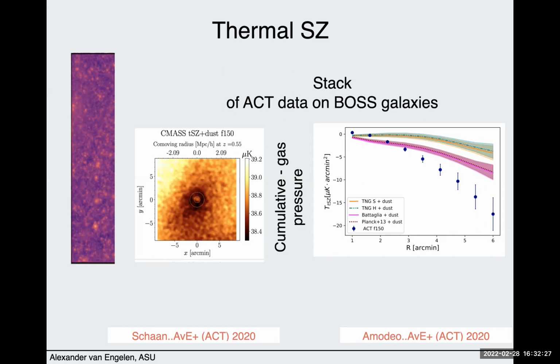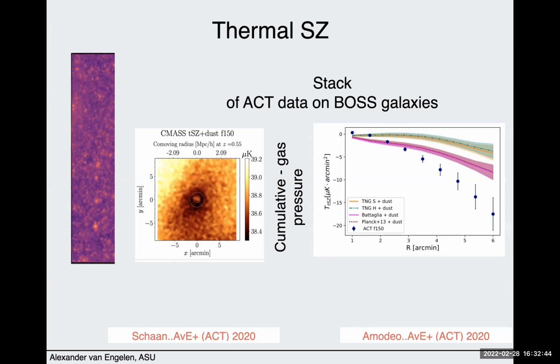Oh, so this is the CMASS sample, which stands for constant mass. These galaxies are chosen to have a very limited range of halo masses. Is that where you're going with this? Yeah. So it's not just stacking on every single object you can find, because what do you learn from that?